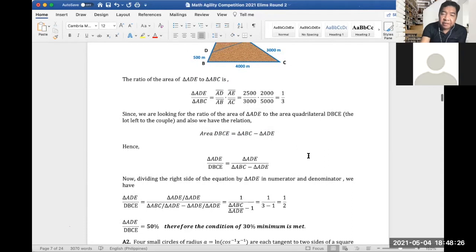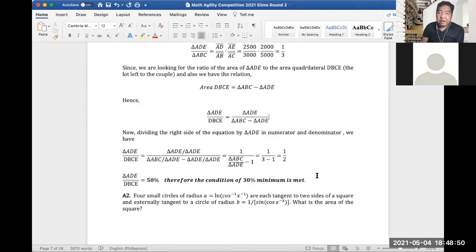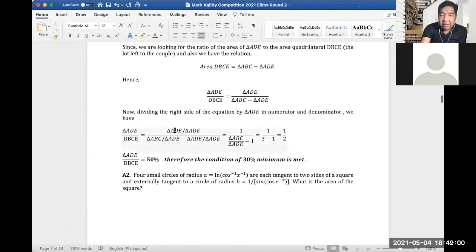So triangle ADE over the area of DBCE is equal to, of course, ADE over... And since we have this equation here, the area of DBCE is equal to triangle ABC minus ADE. So that's the denominator here at the right-hand side of the equation. Now, if we divide the numerator and denominator by ADE, dividing the numerator by ADE, that's 1. Right, ADE divided by ADE is 1. And then ABC divided by ADE, this part here. And then ADE divided by ADE, of course, it's 1 again here.